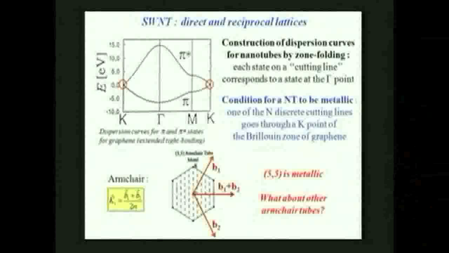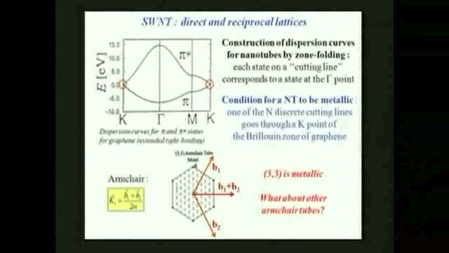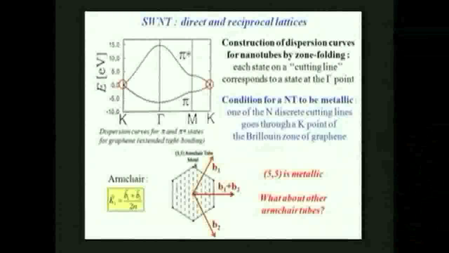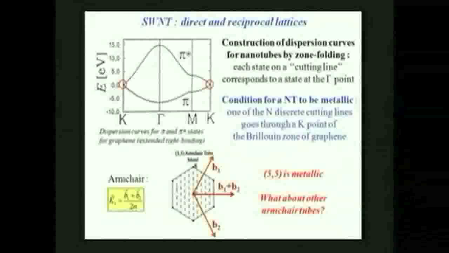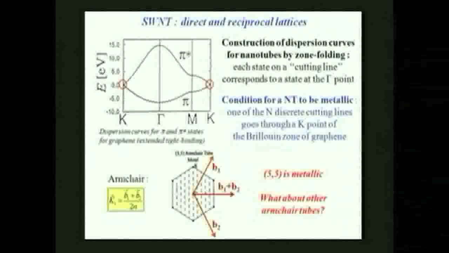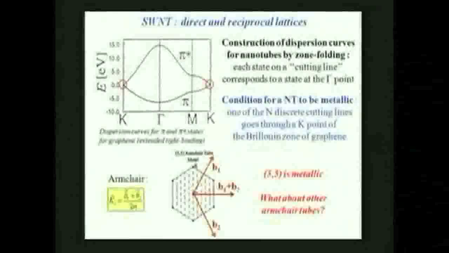2n, when you have a 5,5 nanotube, n is equal to 5, so 2n is equal to 10. So now you have to cut the b1 plus b2 vector into 10 slices. Okay? And you can also observe that you always have an even number.